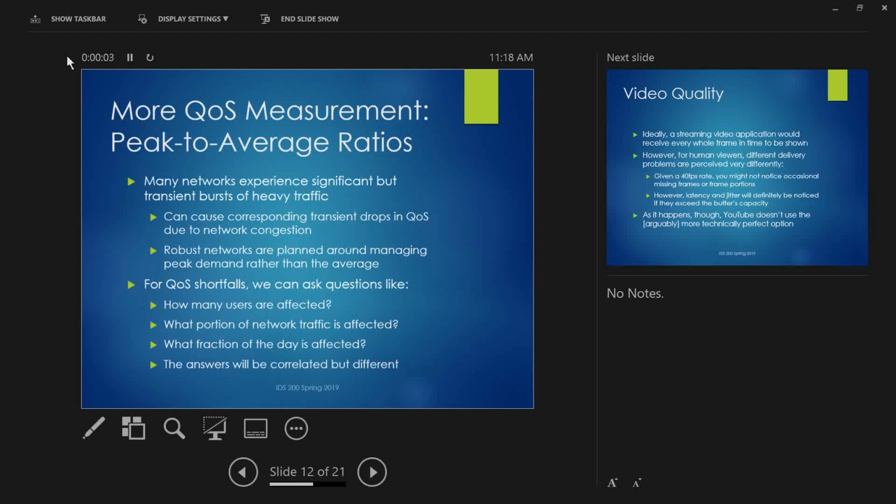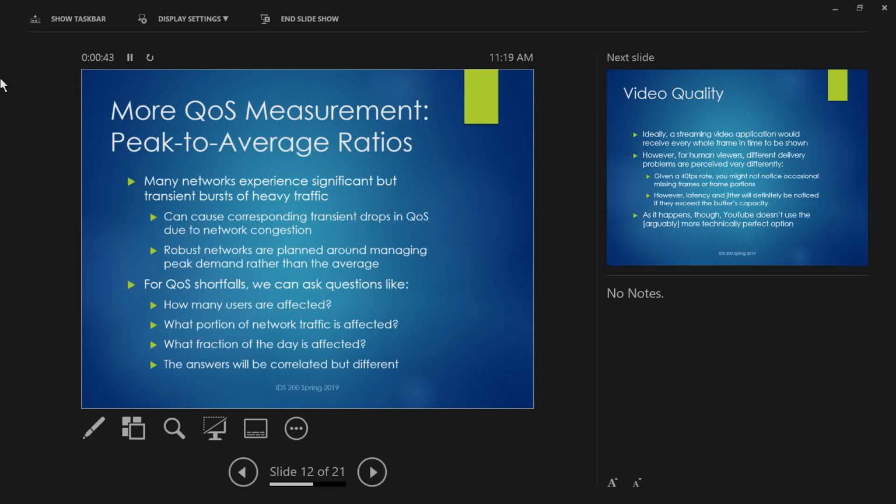So many networks experience significant but transient bursts of heavy traffic, right? And if you have a lot of heavy traffic, we know that's the root of quality of service problems. It's like too many cars on the road, things don't get to where they need to be as fast as you'd like. So for a network to be robust, and robust is like a network buzzword that kind of means when things go wrong, the network handles it reasonably well. If you have heavy traffic and your network is robust, in that context it means, even though traffic is really heavy, we mostly have enough capacity to manage that, and what we can't, we have a scheme for dropping the least important traffic. So robust networks are planned around managing peak demand rather than the average.